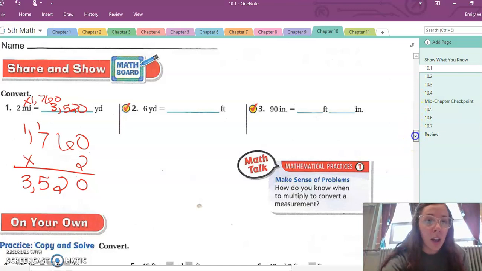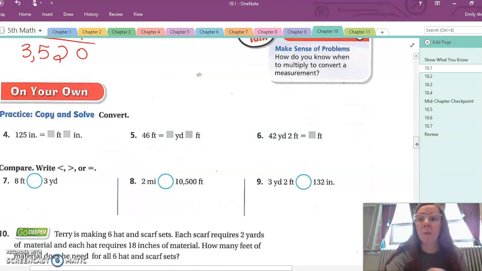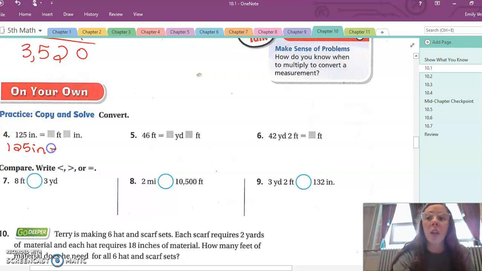All right, let's look down at number 4. It says convert, but we're going into a mixed measure here. How many feet and inches are in 125 inches? This goes back to example 2, the one that we were just looking at. Whenever you have this, you want to take your first unit and put it into your second unit. Okay? We'll worry about this in just a little bit.